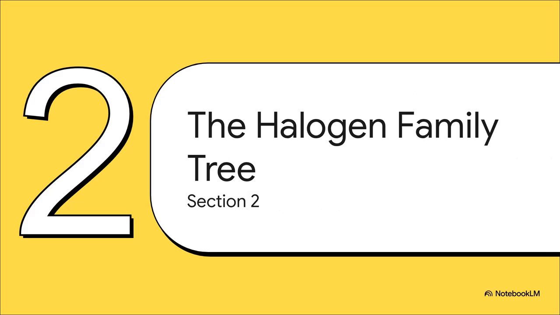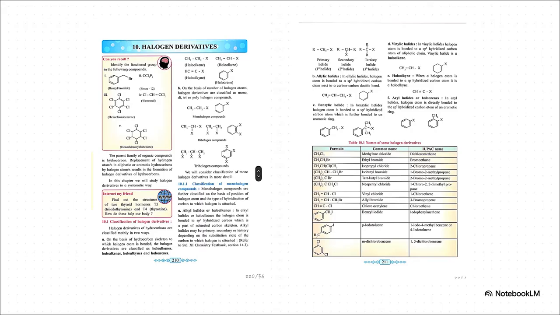Okay, Section 2, the halogen family tree. Just like any big family, this one has different branches. So, how do we classify them? Think of it as having two main branches. On one side, you have the haloalkanes. That's where the halogen is attached to a simple, straight, or branched carbon chain. On the other side, you've got the haloarenes, where the halogen is bonded directly to a super stable carbon ring. This tiny difference in structure completely changes how they behave chemically.